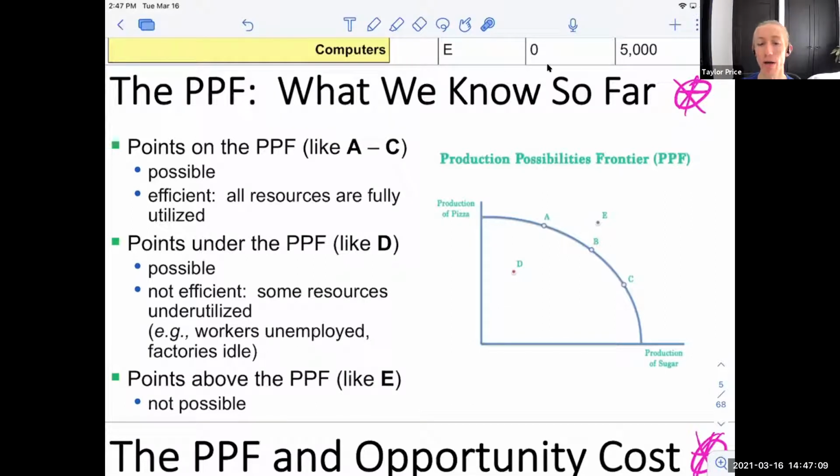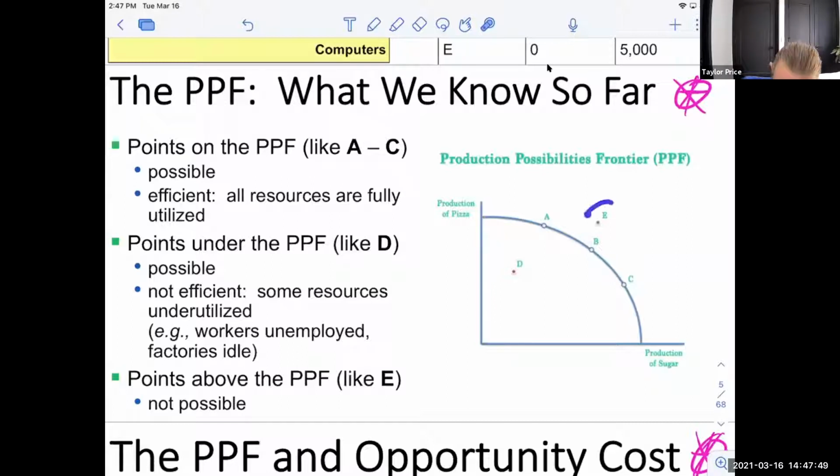Point D, though, is possible, but it's not efficient. The reason it's not efficient is because if you think about point D, you could get more pizza and not give up any sugar. And the same is true in the inverse: you could get more sugar and not give up any pizza. A reason why point D sometimes will occur is because you have unemployment or some sort of reason that the resources in the economy are not being fully used.